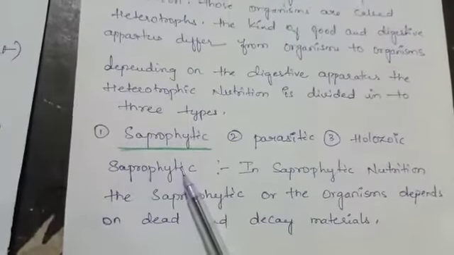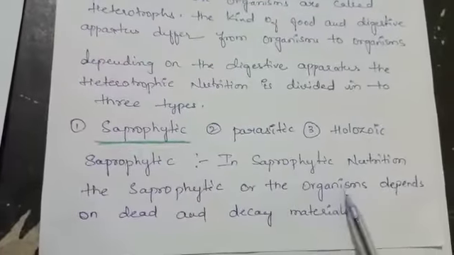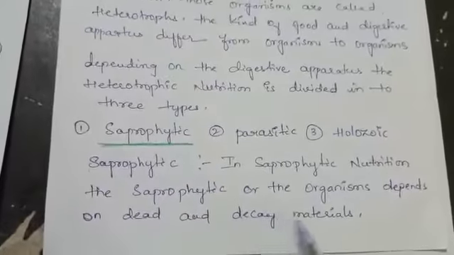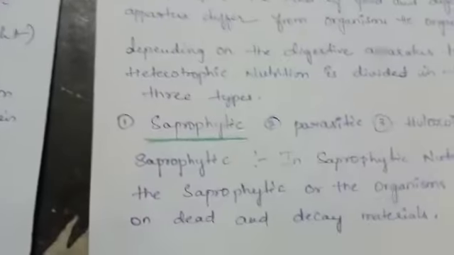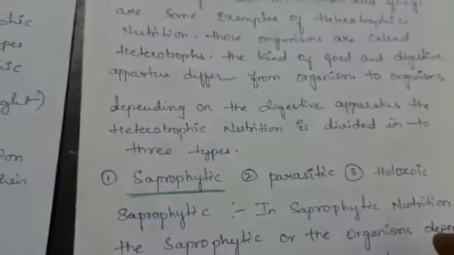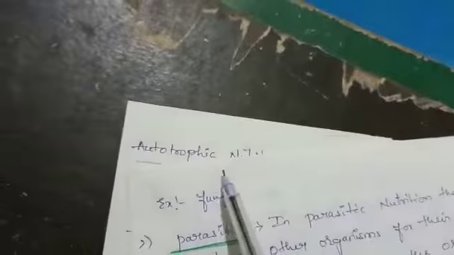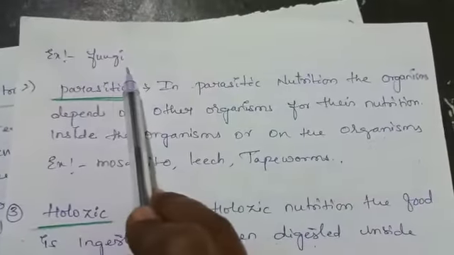Saprophytic type of nutrition. In the saprophytic type of nutrition, the organisms depend on dead and decaying material. They will depend on dead and decomposed materials, and will not feed on fresh food. For saprophytic nutrition, fungi are an example.